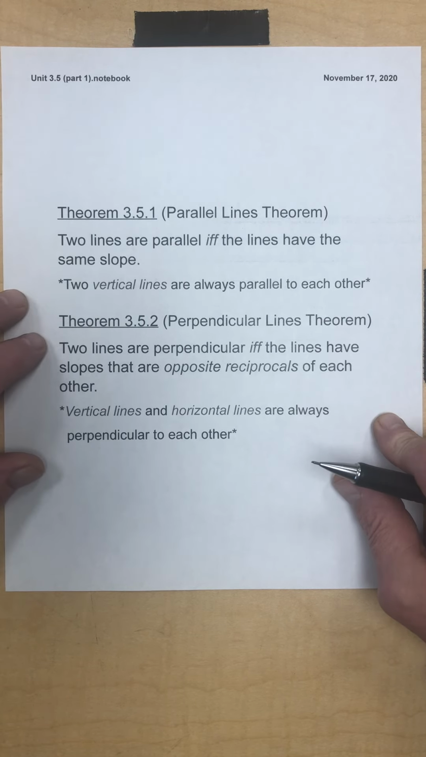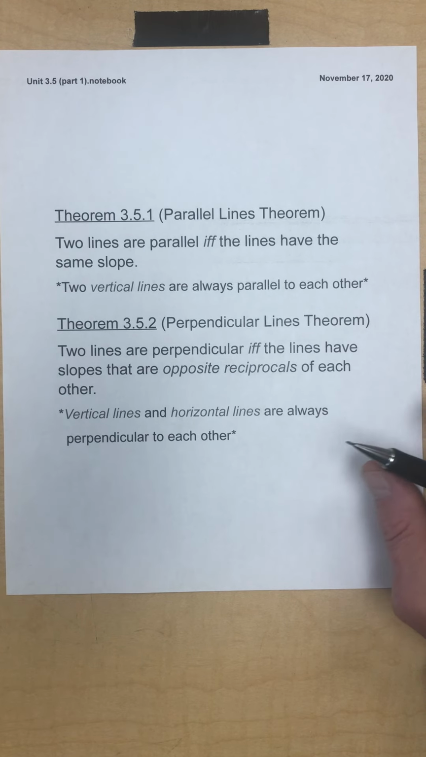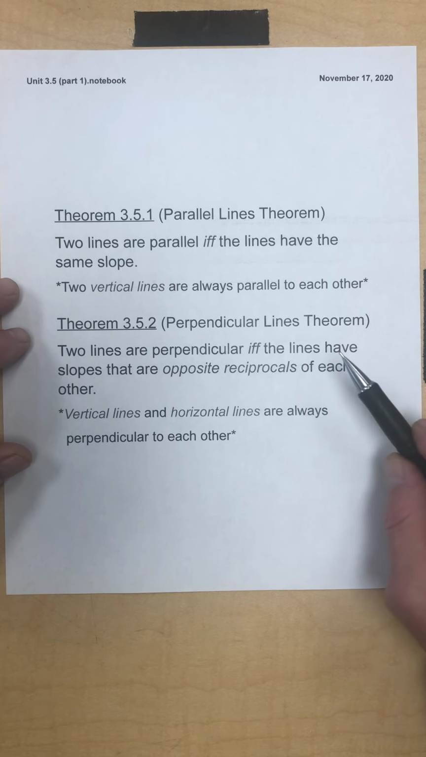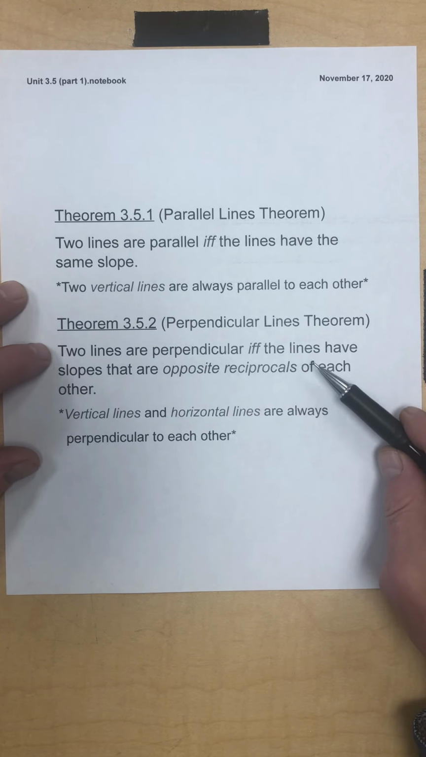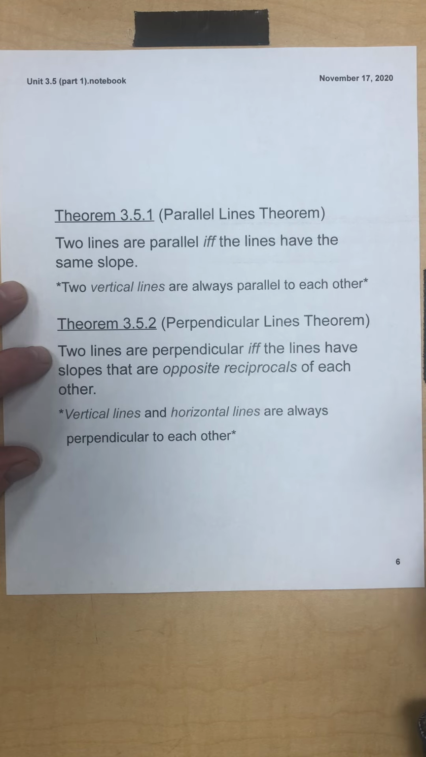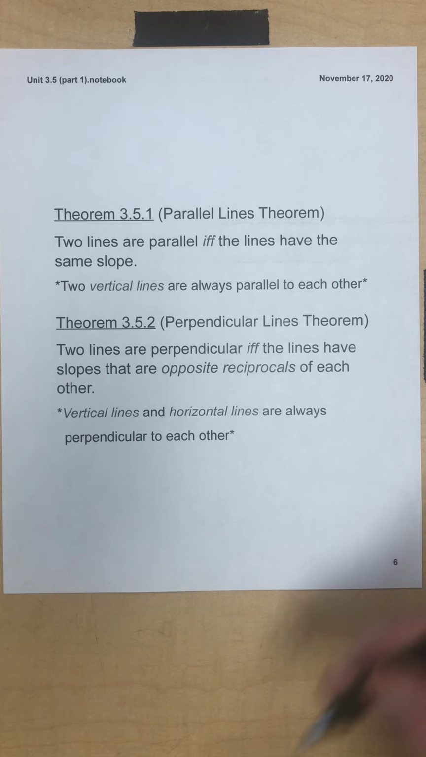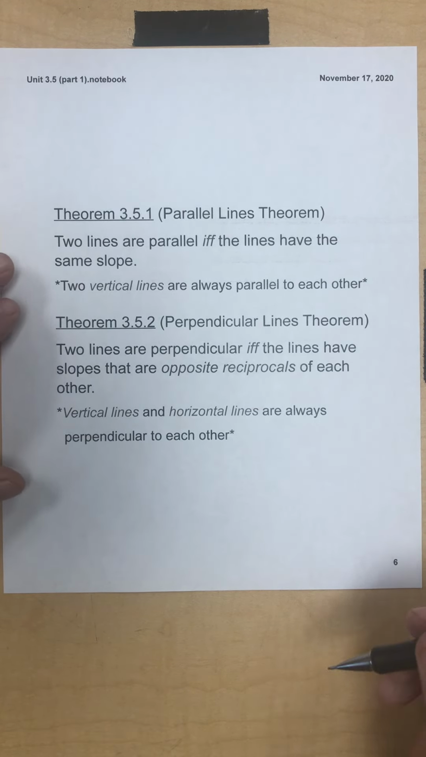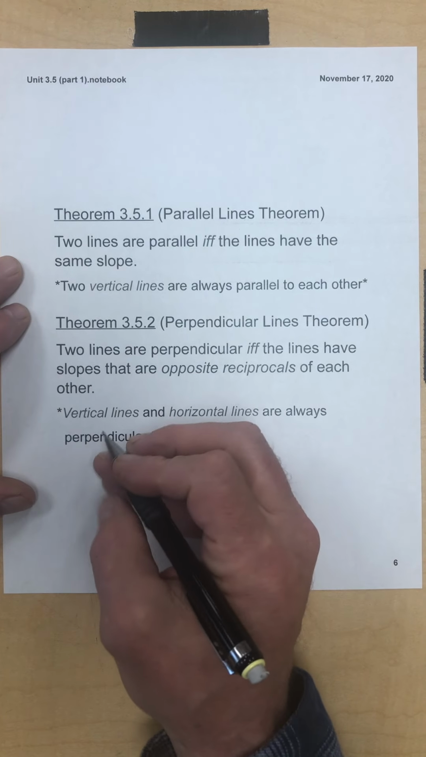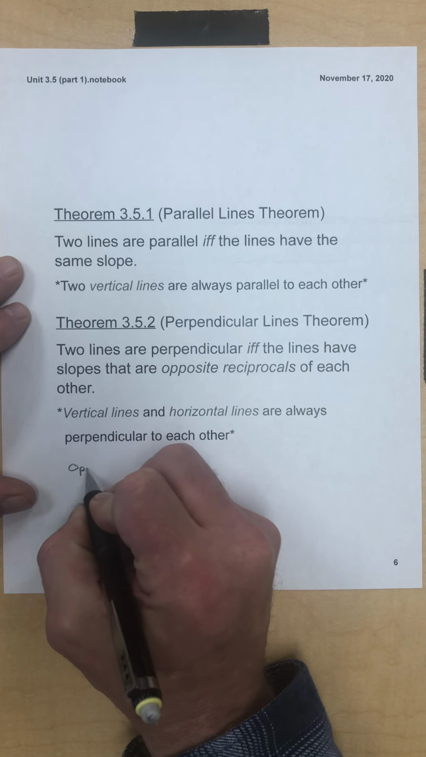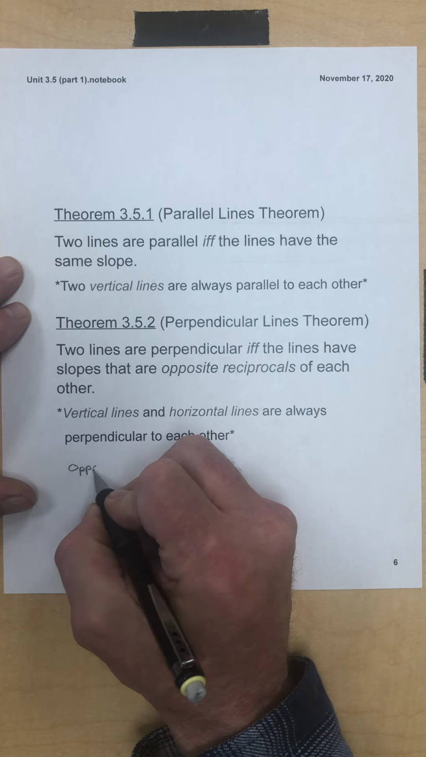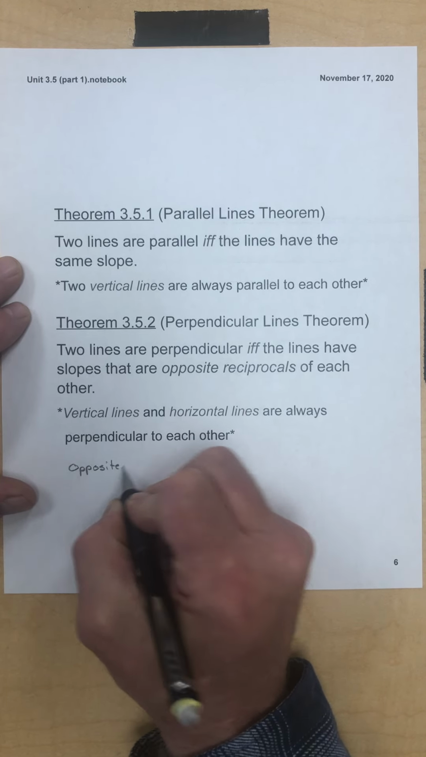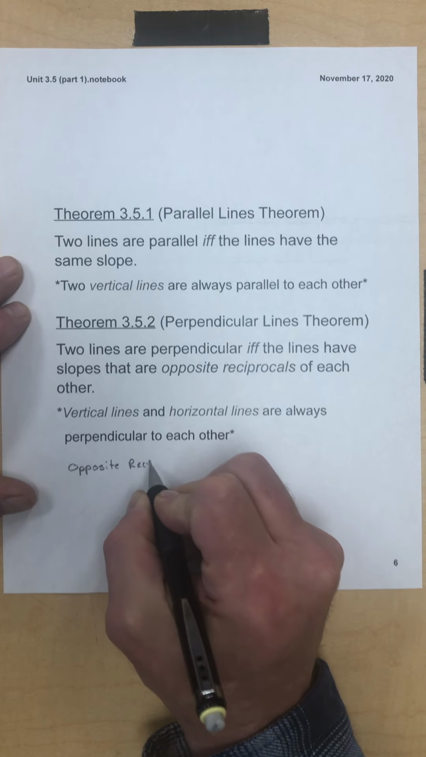Okay, now the perpendicular lines theorem. Perpendicular lines do not have the same slope, because if they had the same slope, then they'd be parallel. Perpendicular lines have slopes that are opposite reciprocals of each other. Now, what do we mean by opposite reciprocals? Well, they're reciprocals that have different signs.